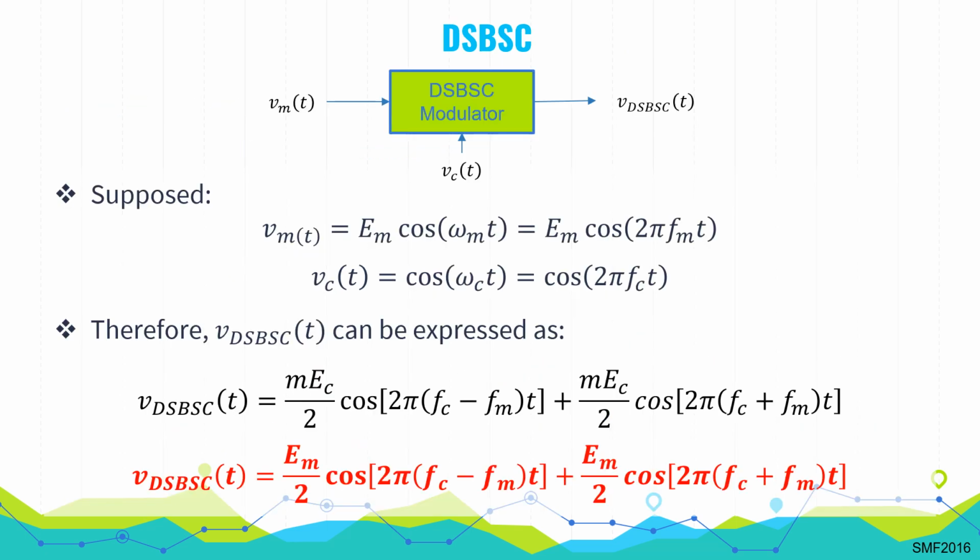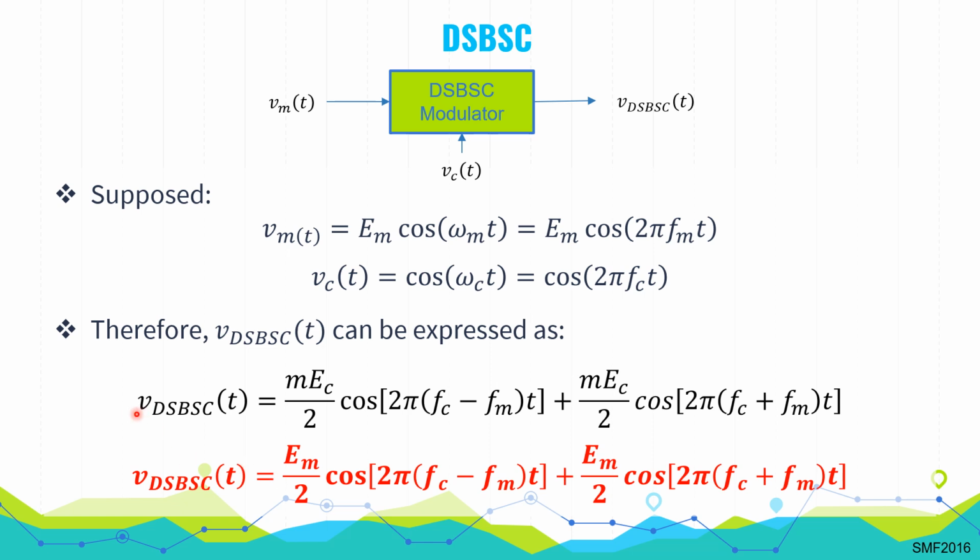Now let's discuss the DSBSC modulator. Suppose we have a modulating signal, V_m(t), and a carrier signal, V_c(t). These can be expressed as V_m(t) is equal to E_m cosine of omega_m times t, which is also equal to E_m cosine of 2 pi f_m times t. V_c(t) is equal to cosine of omega_c times t, which is also equal to cosine of 2 pi f_c times t.